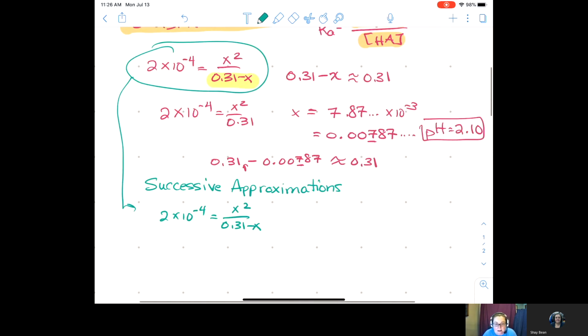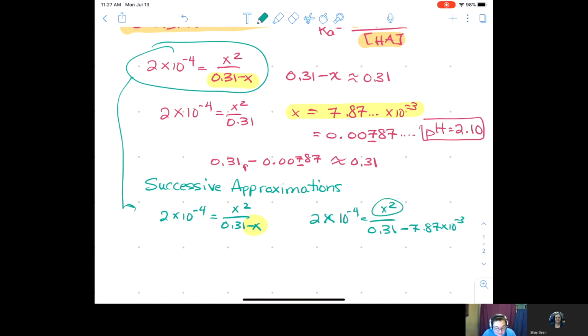We were approximating that we could get rid of that minus x, but to do the successive approximations, instead of getting rid of it, let's plug in our first value of x for it and solve for the x in the numerator again. So I would set up 2 times 10 to the minus 4 equals x squared all over 0.31 minus 7.87 times 10 to the minus 3, and I would solve for the x in the numerator.